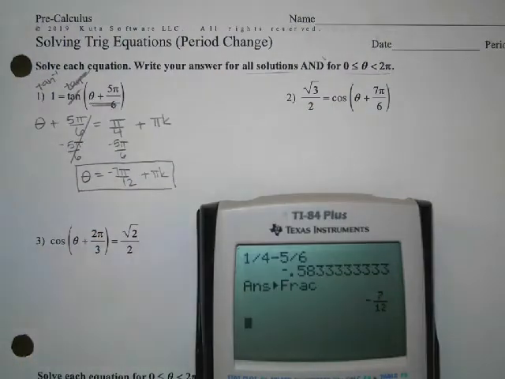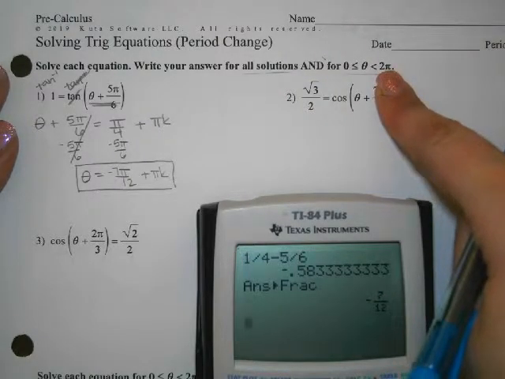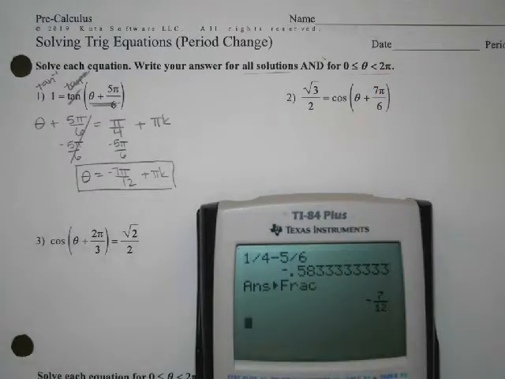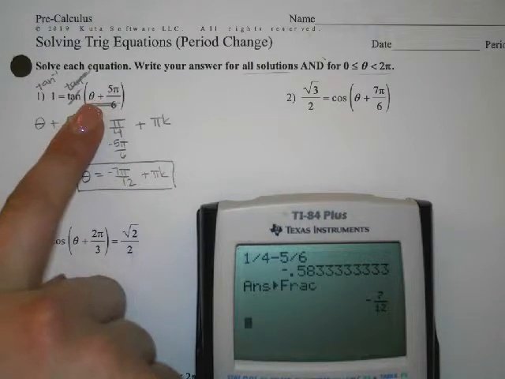So I'm not worried about it being negative because I have not yet answered the question, what are the answers from 0 to 2 pi? Okay, so this is just the answer for all solutions. Negatives are fine. Okay, now I'm going to go ahead and find the answer for 0 to 2 pi. And since the period of the graph, or since the answers are still for just theta, that means I'm going to expect to see two answers for this problem.